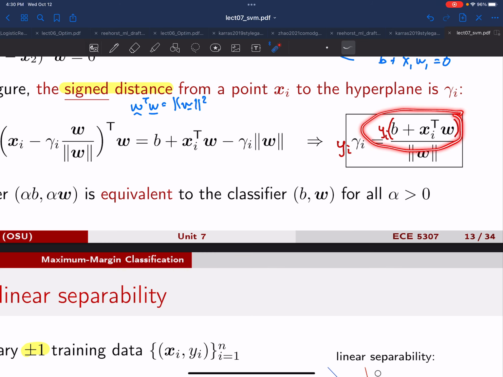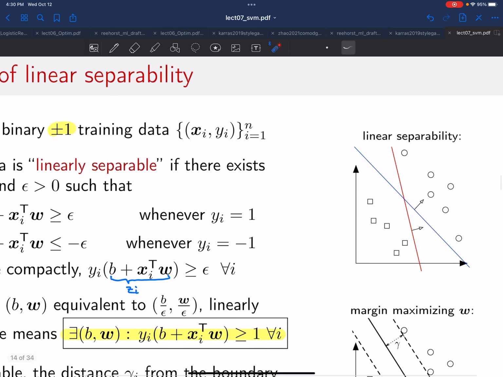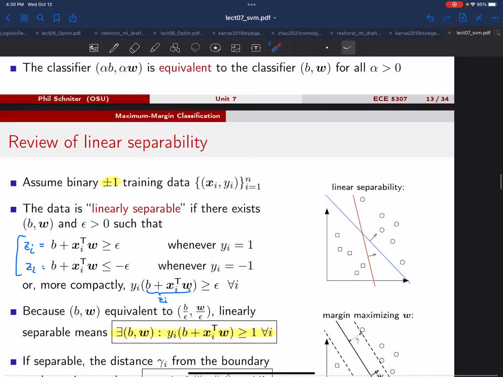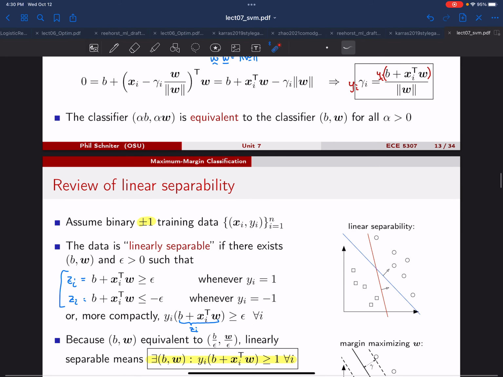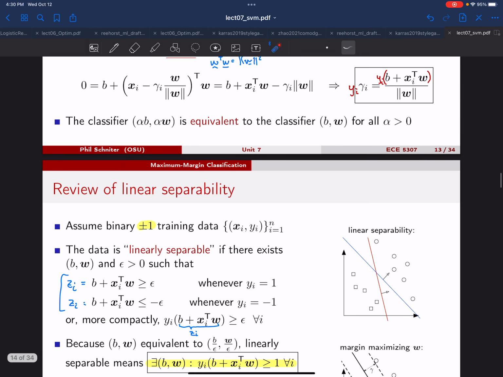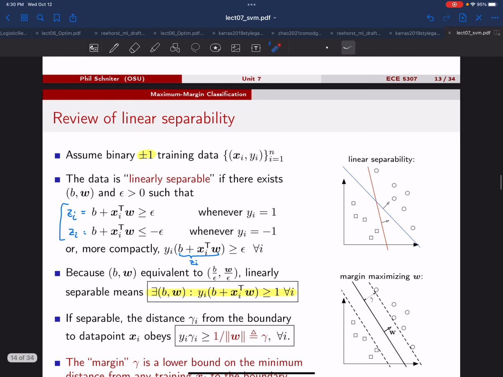And on the right, I have this quantity which we know for linearly separable data is greater or equal to 1. So basically, all I need to do now is apply this inequality up here, and I can tell you that this sign-corrected distance here is greater or equal to 1 over the norm of w for all i if the data set is separable. Right? So if the data set is separable, then all these sign-corrected signed distances are greater or equal to 1 over the norm of w for all i.